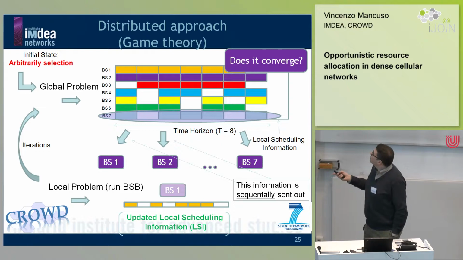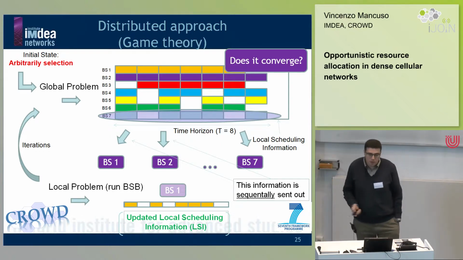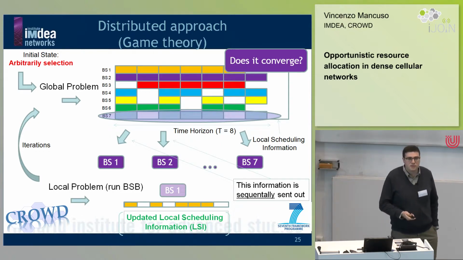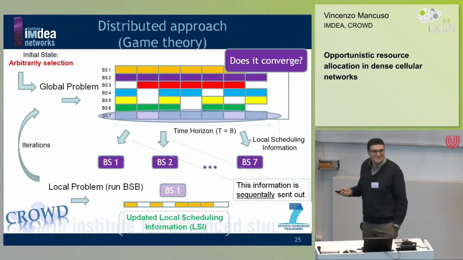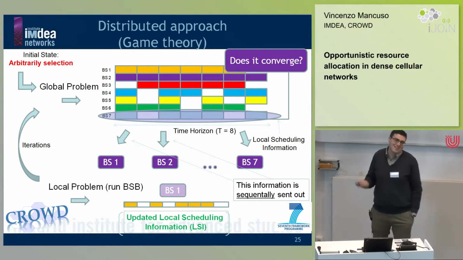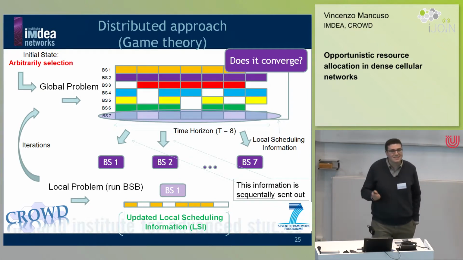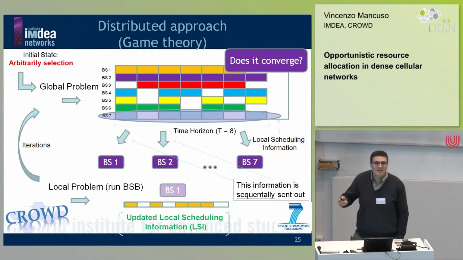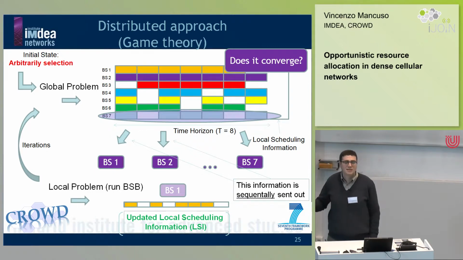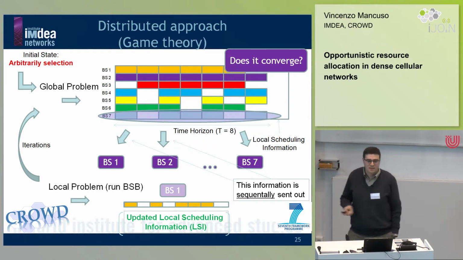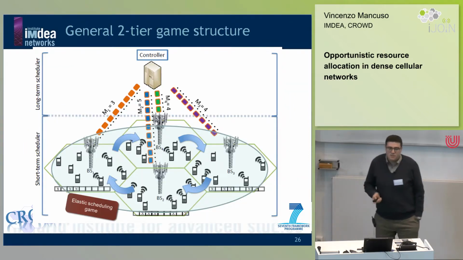So actually, the big problem is the distributed version of this control problem. Does it converge? No. It depends on how you implement it. But if you do it as simply as letting each base station take its own decision and communicate to the others in turn, one after the other, it doesn't converge. It's not guaranteed that it converges.